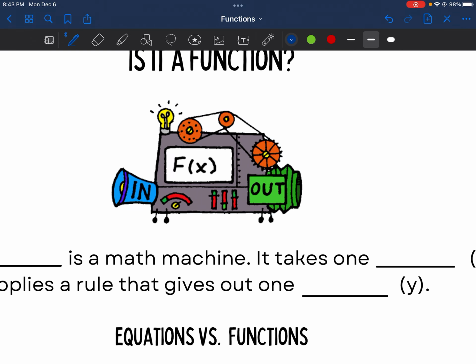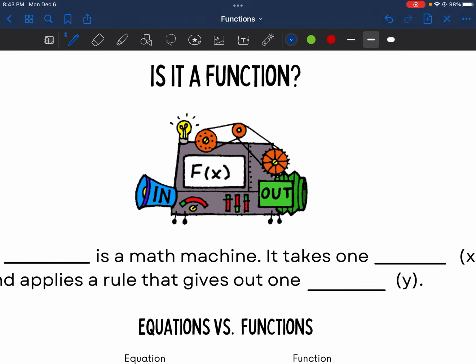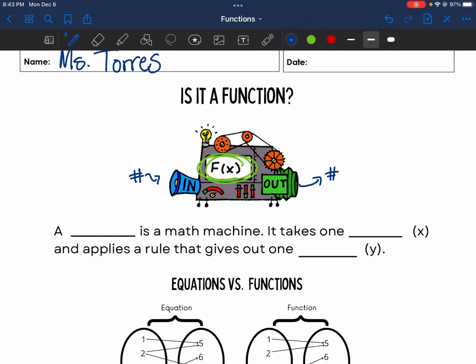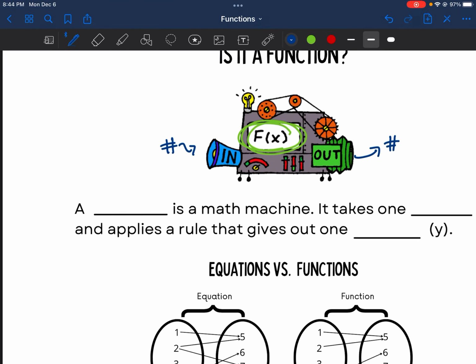A function is a machine. You put one value in, so we take in a value, it applies some type of rule to it, and we get a new number, one new number. This one-in-one idea is very important and is basically the whole definition, which let's fill in over here.